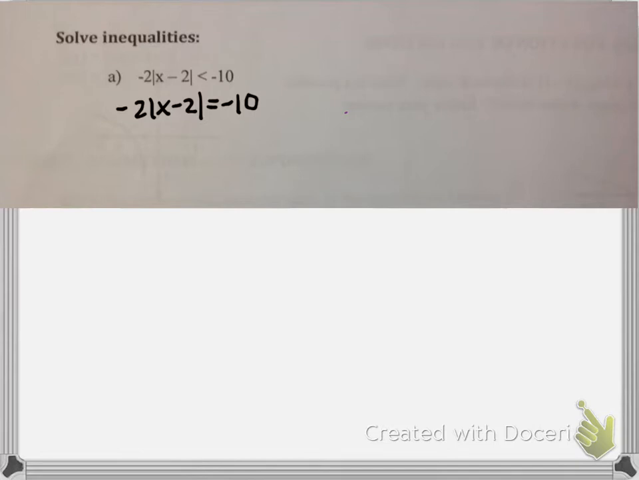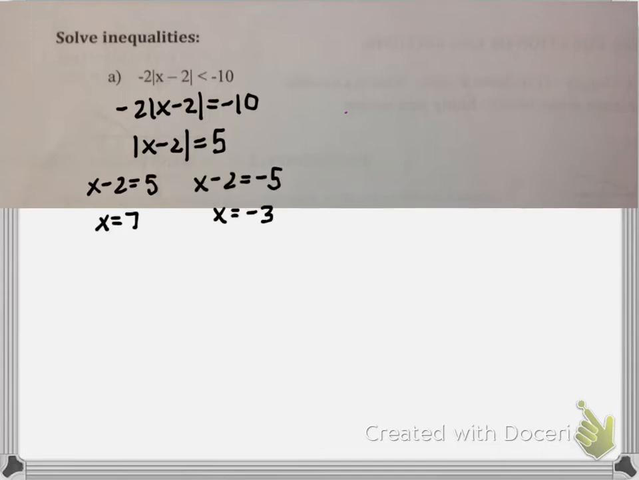Remember, we take out that inequality symbol and put in an equal sign so we can find our boundary points. And so the first thing I'm going to do is divide both sides by negative 2. And I get the absolute value of x minus 2 equals 5. Now here's where you want to split up your absolute value. So either x minus 2 could be 5 or x minus 2 could be negative 5. And this should sort of be review for you. Then you want to solve both of those by adding 2 to both sides. And you get x equals 7 and x equals negative 3. Those are your 2 boundary points.